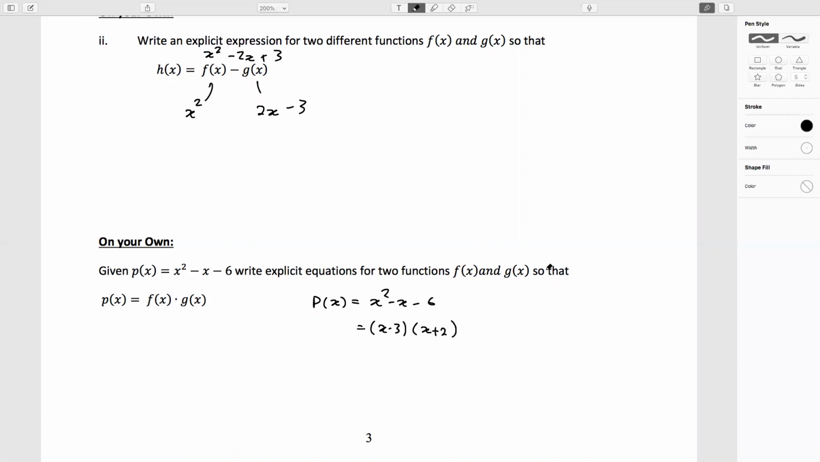We've now figured out what f of x and g of x are. Doesn't matter which one you call f. Let's say the first one is f of x, and let's say the second one is g of x. Those two functions multiplied together will create x squared minus x minus 6.